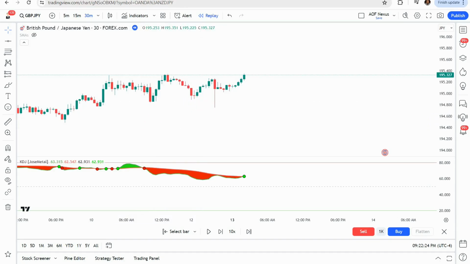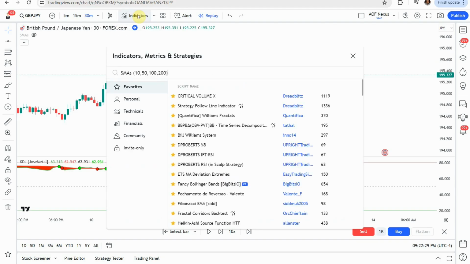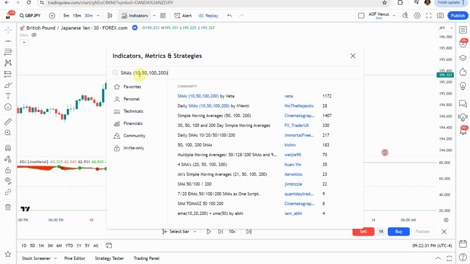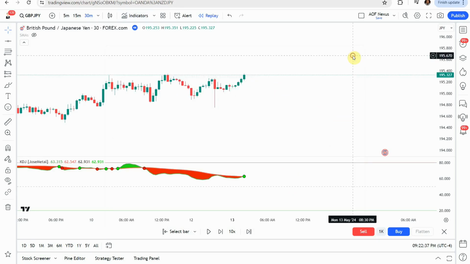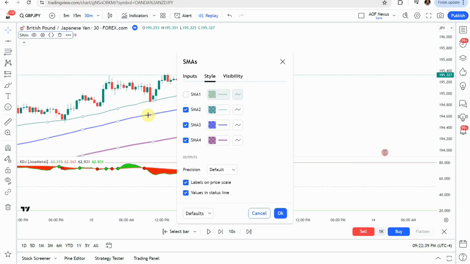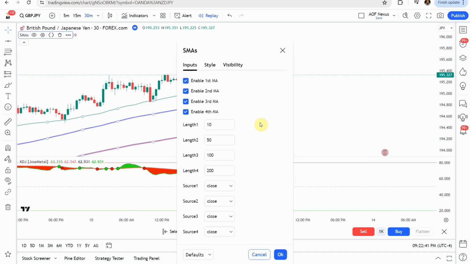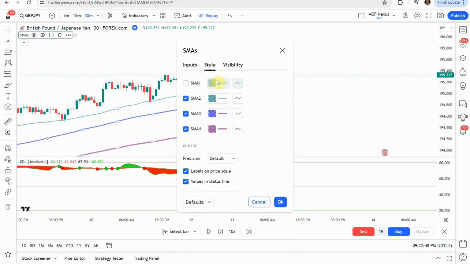And then the next indicator we will add to the screen is going to be the SMAs indicator. SMAs 10, 50, 100, 200, and it's going to be this one right here. Go ahead and select that one, add it to the screen. Under the inputs, you're going to leave all these on the default inputs. Under the style, go ahead and turn off the first SMA. Then you can keep on the other 3 selections here.